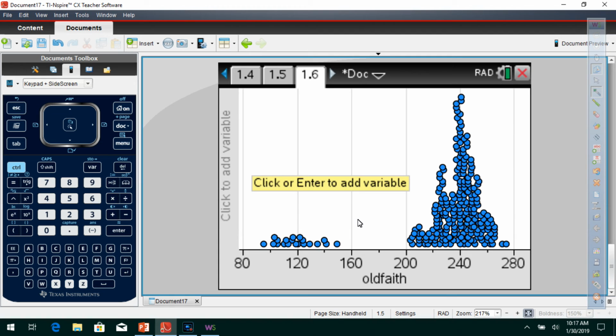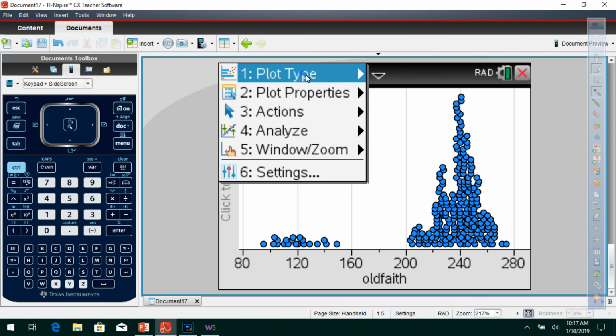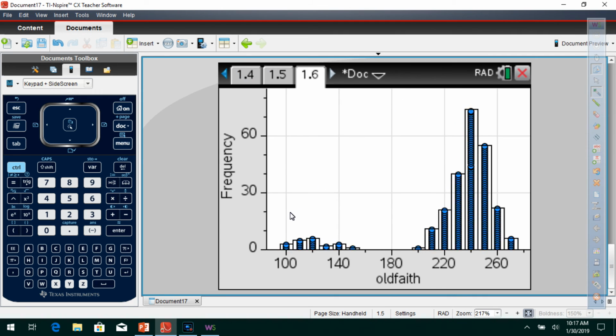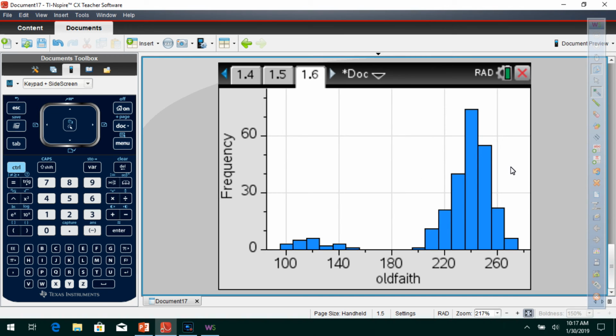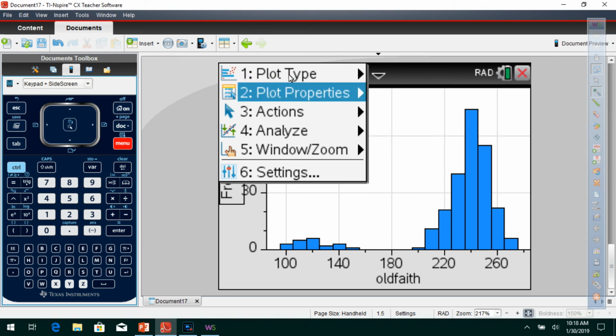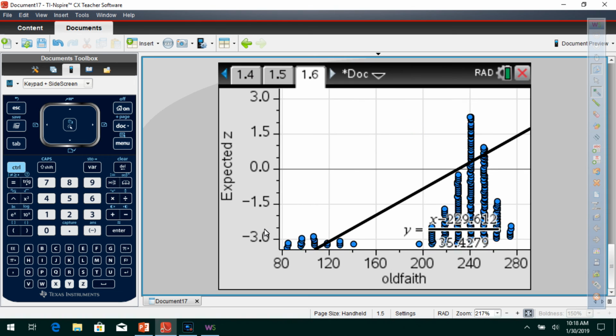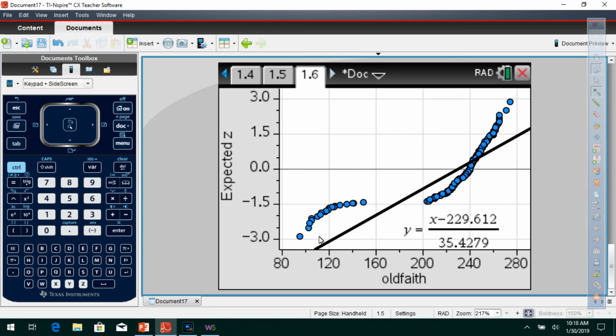Let's make our histogram. Menu, plot type, histogram. Now see, you've got this right over here, and that looks kind of normal. Then over here, it's kind of skewing to the left some. So I don't think so. So let's go menu, plot type, normal probability plot. Okay, look here, here's your line. Most of the points aren't really near the line. Plus there's a definite pattern here. So that data is definitely skewed, and it's skewed to the left.